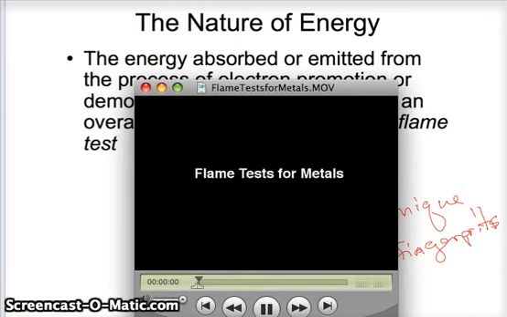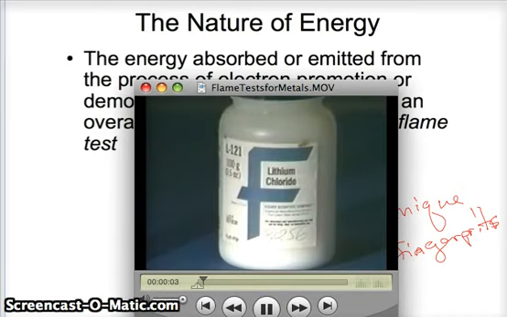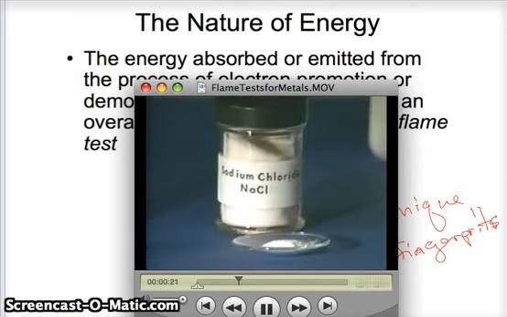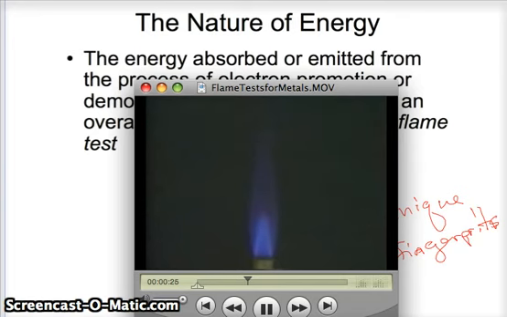In this experiment, we are going to look at the characteristic colors given to flames by alkali metal compounds. The first flame is the red flame caused by lithium. Lithium chloride on a platinum wire gives a red flame when inserted into a Bunsen burner flame. Next, sodium chloride. Sodium chloride is placed on the platinum wire. It gives a characteristic yellow color when placed in the Bunsen flame.